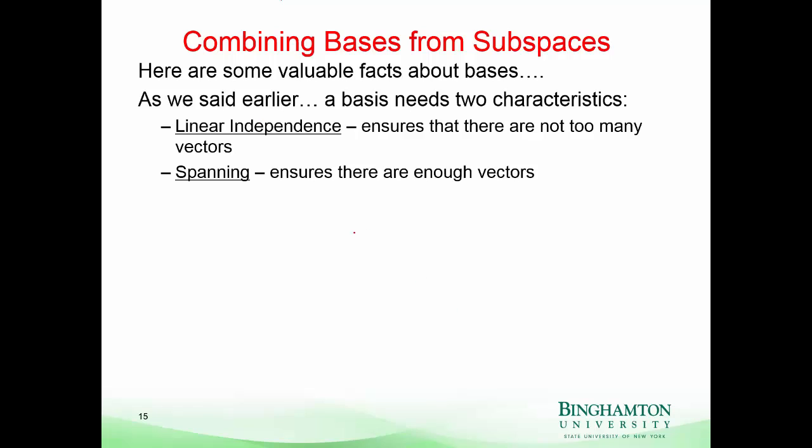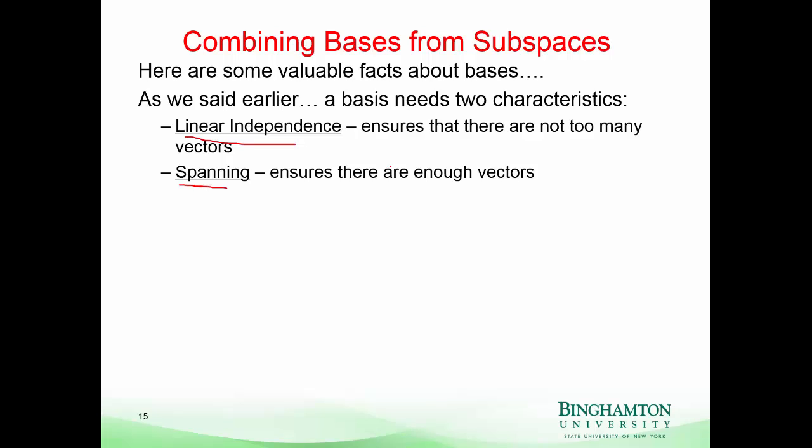So as we talked about earlier, the idea of linear independence and spanning, we need both of those to be there to establish that we have a basis. We need spanning to ensure that we've got enough vectors to hit everything. And then linear independence says, but let's not get greedy.